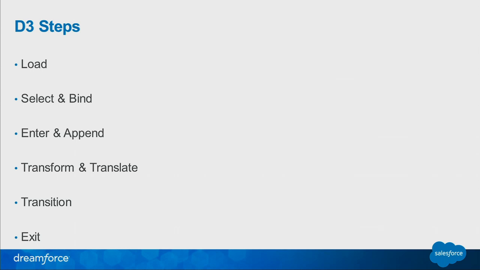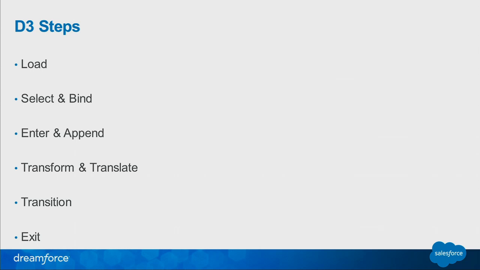And the next step is to select and bind. The select and bind is basically, once we have got the data, we are just going to push the data to the DOM and do some charting on it. And then the next step is enter and append. This might be a little bit strange to some of you, but as I go through the chart and walk through the examples, it will become clearer.